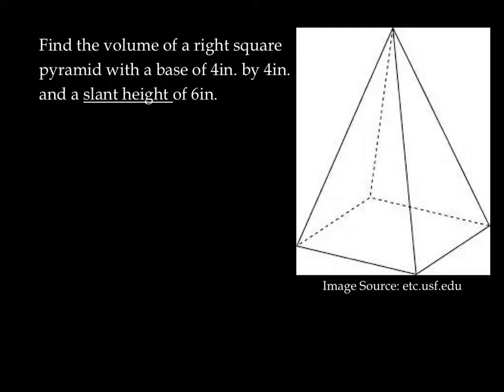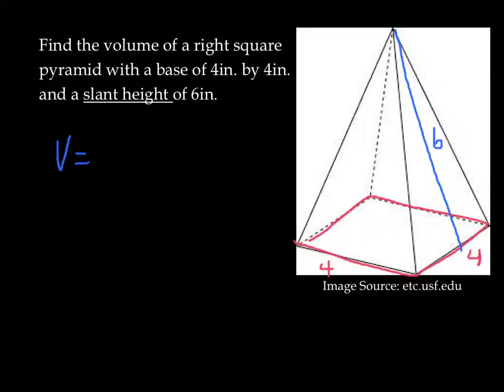Okay, for our next problem, we're going to find the volume of a right square pyramid with a base of 4 inches by 4 inches. So it's got a square base, 4 by 4, and with a slant height of 6 inches. So let's draw the slant height here, along the side, climbing up the side, slant height of 6. Now the problem is that volume is base area times height times 1/3. But I don't have the height. I've got the slant height.